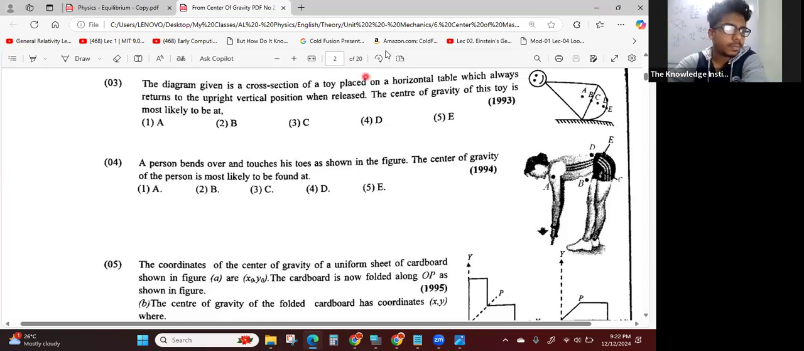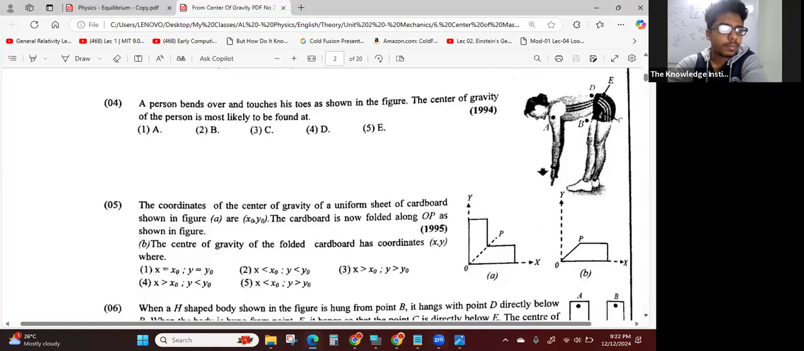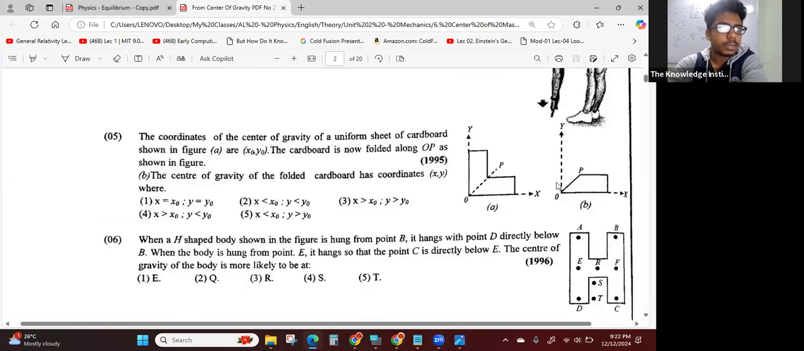Hirosh. E. B. Okay. Yes. So the center of gravity will be B. Okay. So we had to consider the mass distribution, right? So it will be point B. Okay. Question number 5.